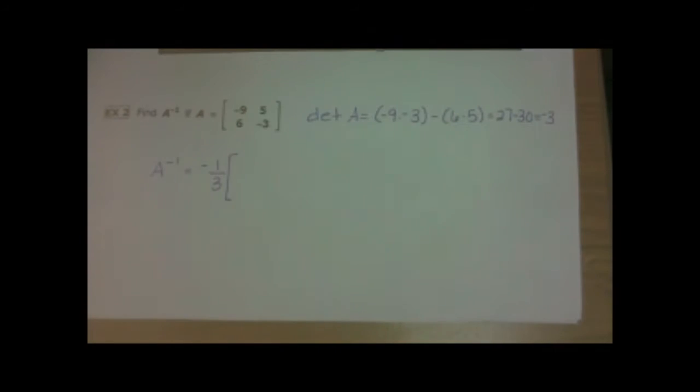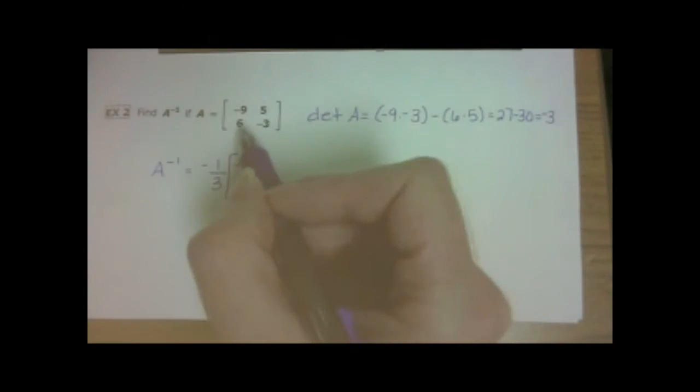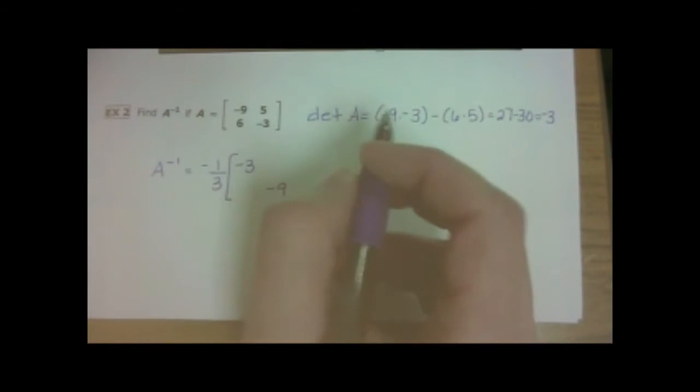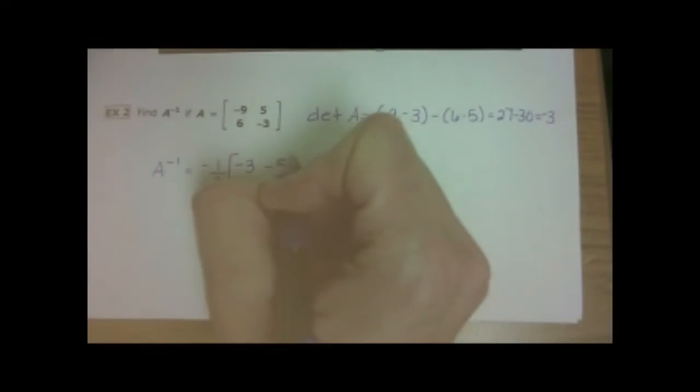-1/3 times, and this is the part where you got to make sure you keep track of what's moving where. The -9 and -3 switch positions. So -3 is here, -9 is here. The 6 and the 5 don't move, but the signs change. So this is -5 and -6.